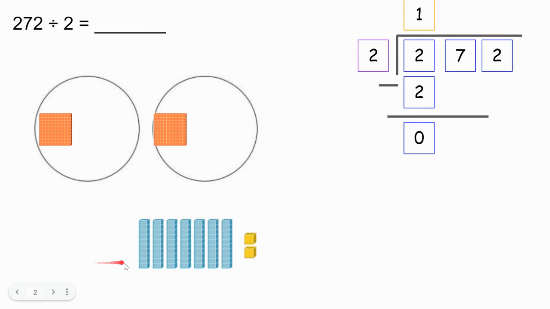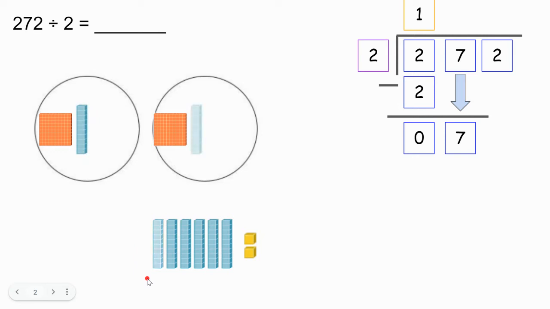Since there's nothing in the hundreds to regroup, we're going to move to the tens. See how there are 7 tens? We can represent that by bringing the next digit down in the standard algorithm. So here, this is showing we have 7 tens. Let's go ahead and share these rods evenly between the 2 groups.